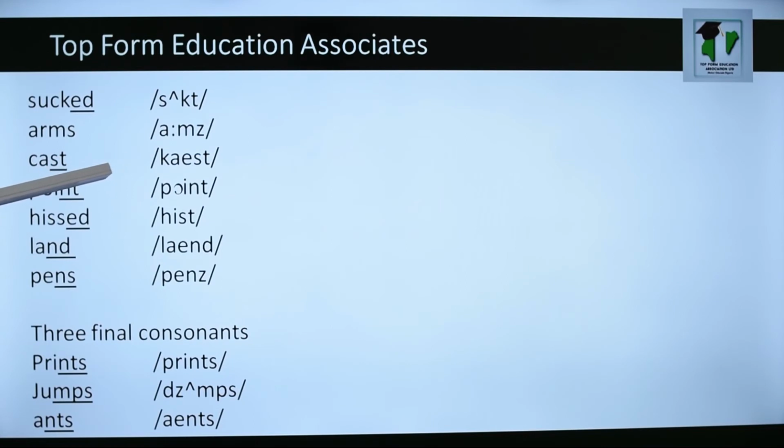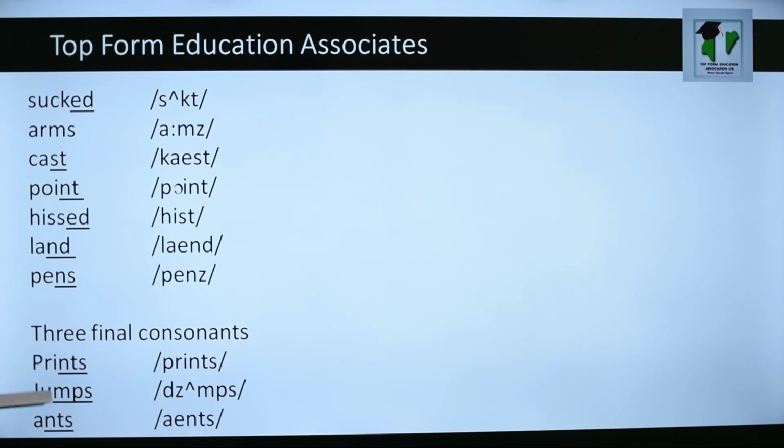It's not arms with an S. It's arms with a Z. M and Z. Then we have casts. S and T. Point. N, T. Then we have east. S and T. Then we have land. L, A, N, D. Land. We have N and D. Then we have pens. N and Z.